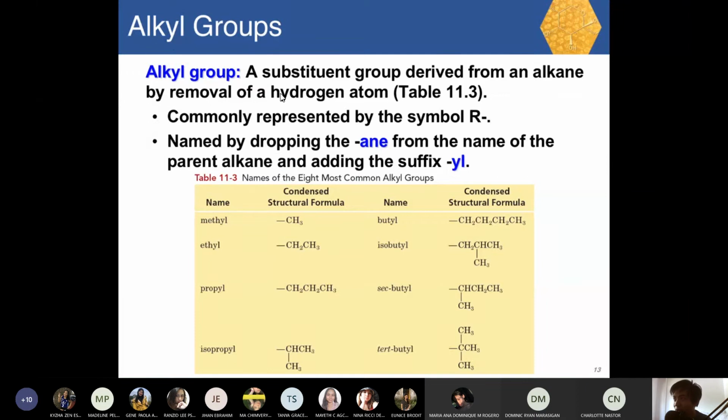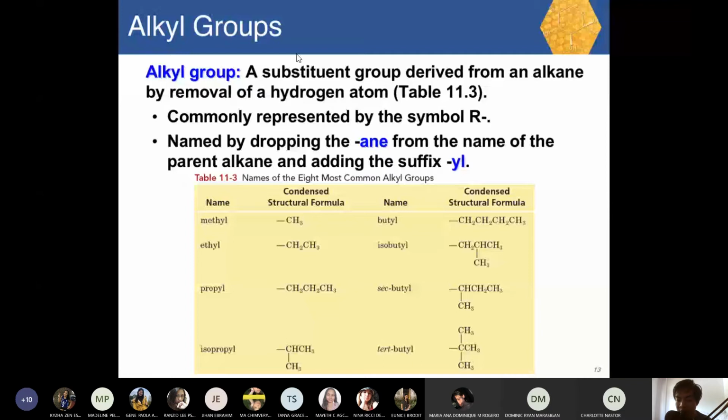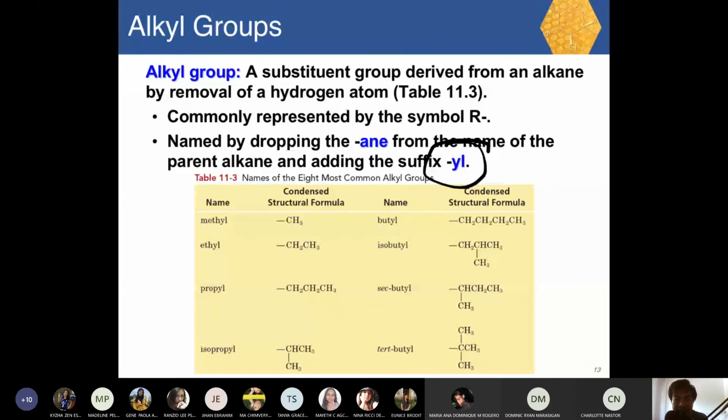In naming your substituent, ginagamit din natin itong prefixes na to. Meth, eth, prop, but, etc. However, instead of using ane, we will use the suffix il. Bakit? Kasi yung ane, para sa parent yan, the suffix il will tell you na yan ay substituent. Okay? So may difference tayo. Yung ane ay parent, yung il ay substituent, no? Or alkyl groups.